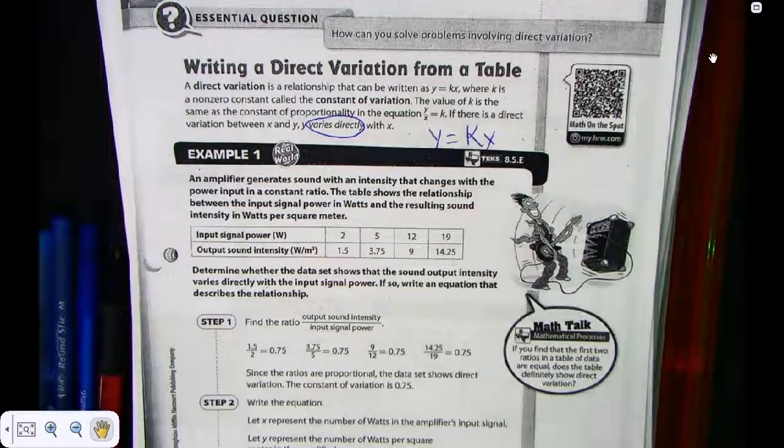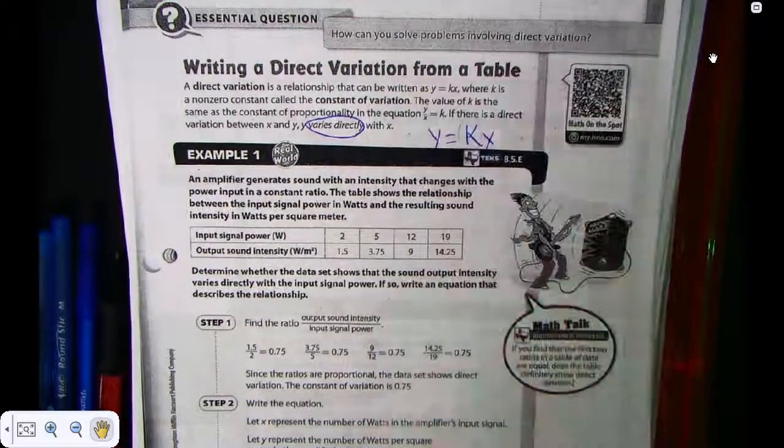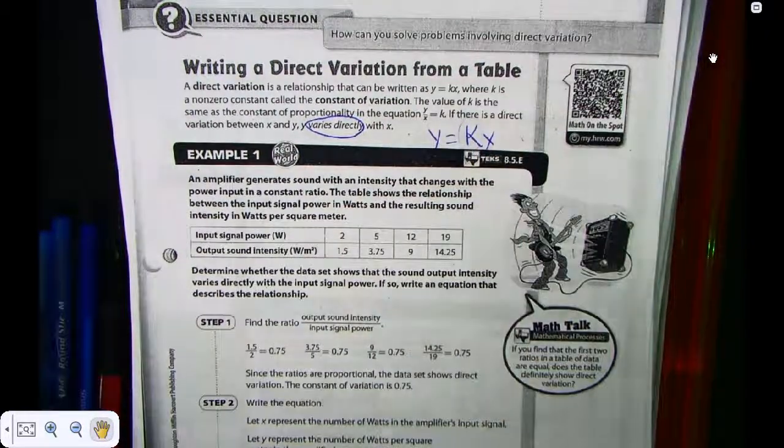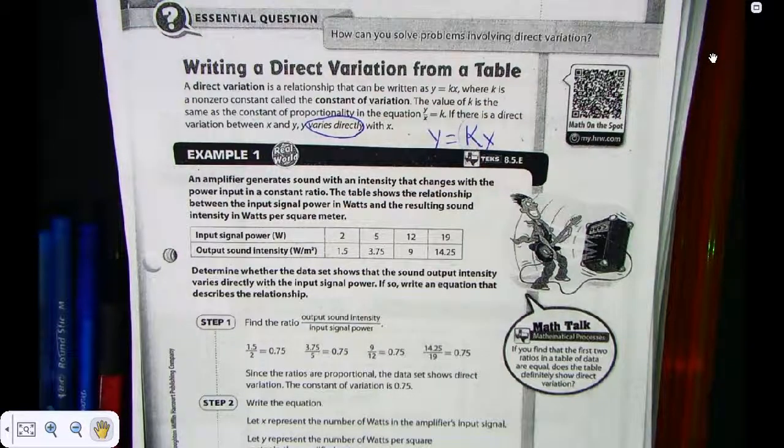Now, sometimes they just want you to write the equation. Well, to write the equation, you need to find, what do you think? Y, k, or x? K. To write the equation, you're going to have to find k. We all know how to find k. We've been working on that for 4 weeks.